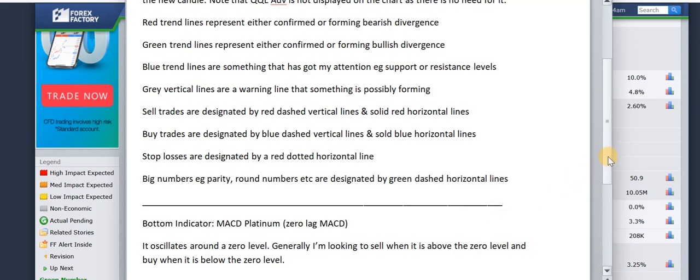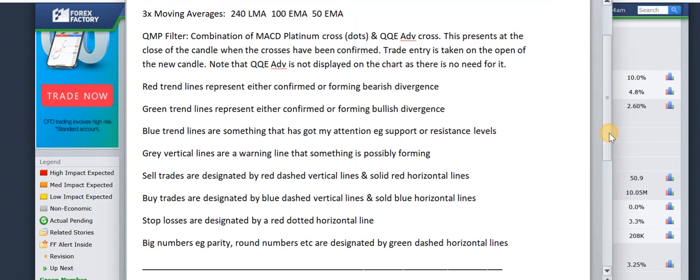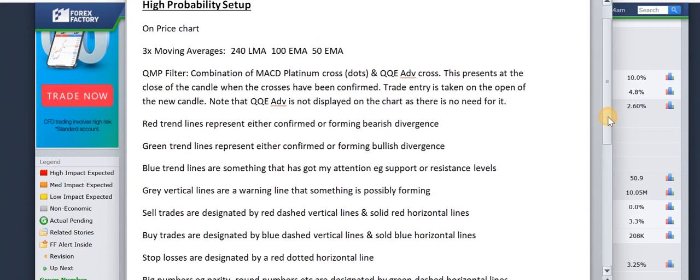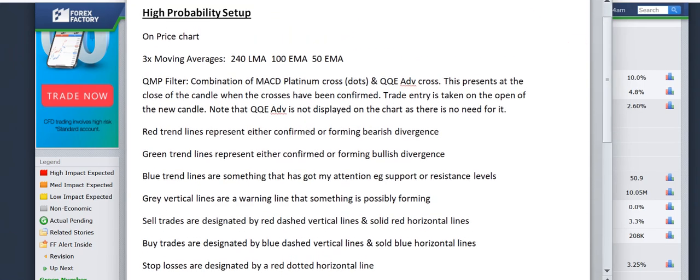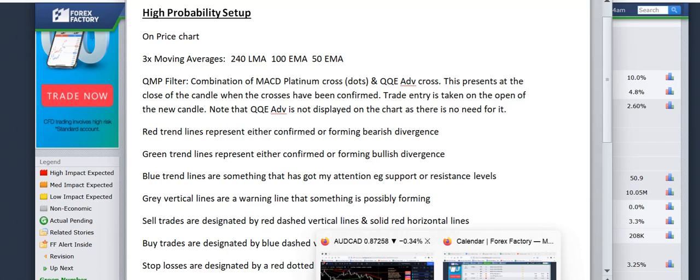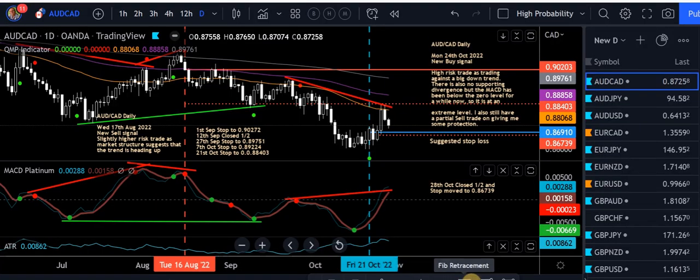So that's 90%, 95% of my trades are based on that. So, but we'll go through it anyway. All right, let's go to the charts. Now, this is TradingView. I use TradingView for all my analysis.